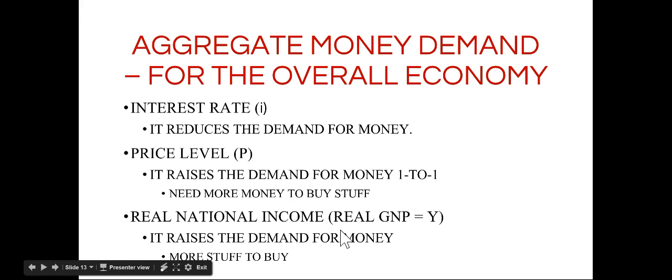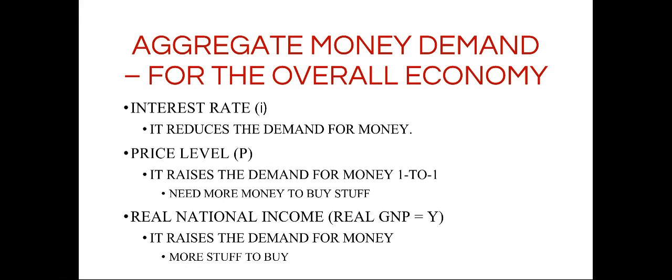So aggregate money demand is a little bit different from your individual money demand because that's what the whole economy wants to hold in terms of M1, and that is affected by the interest rate. The higher the interest rate, the less the demand for money because you want to keep money in the bank. It's also affected by the price level. Think about if all the prices double, you are going to need to double the amount of money in your pocket in order to be able to buy the same stuff you bought before. And it's also affected by the real national income, how much stuff there is to buy.